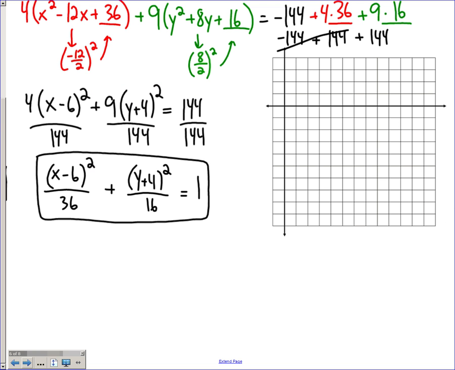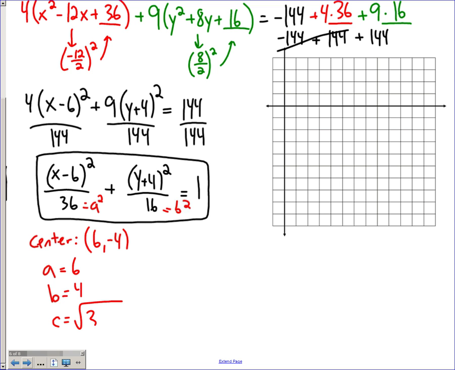Now for the graph, let's identify what we need. So the center, (h, k), is (6, −4). Our a value is equal to 6. Our b value is equal to 4, based on the 36 and the 16. If we want to find c, let's go ahead and do that. So c would be equal to the square root of 36 minus 16, which is the square root of 20, which is 2 root 5.